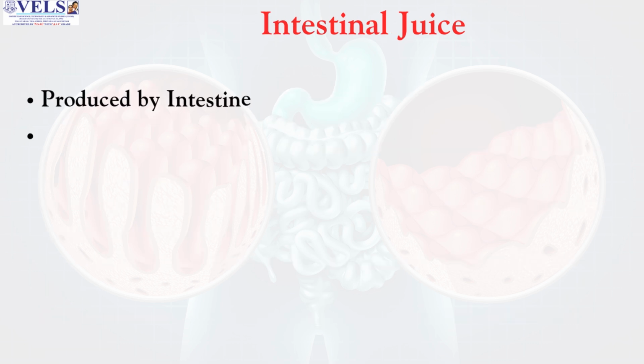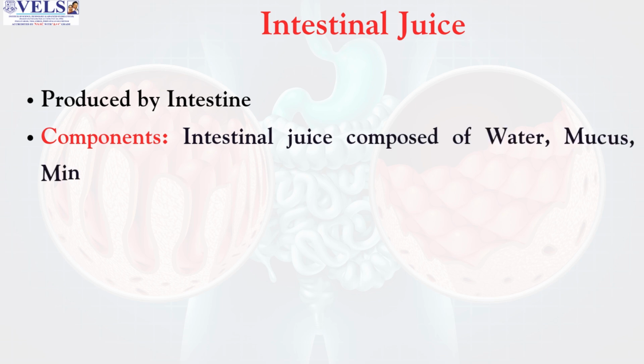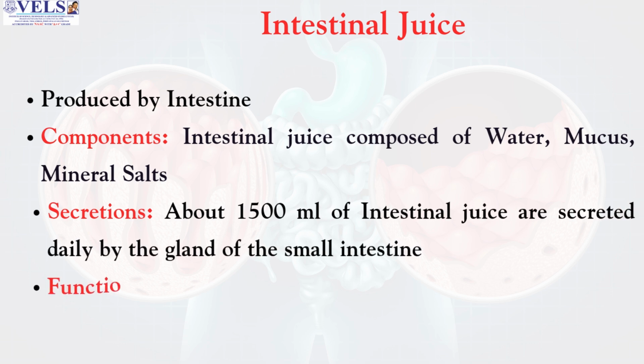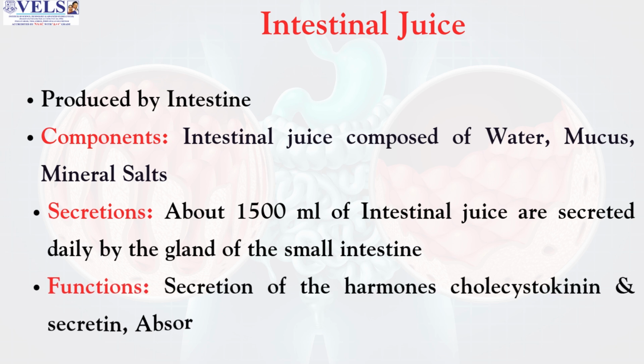Intestinal juice, it is produced by intestine. Its composition includes water, mucus, mineral salts. About 1,500 milliliters of intestinal juice are secreted daily by the glands of the small intestine. Its functions include secretion of the hormones cholecystokinin and secretin, absorption of nutrition.